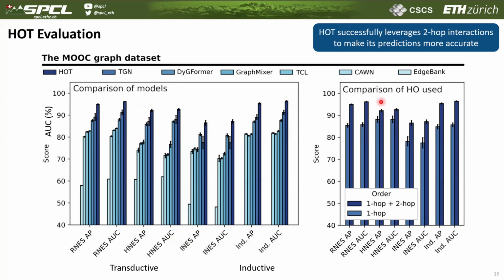To delve a bit deeper into these numbers, we also analyze specifically the difference in performance between harnessing only one hop and one hop plus two hop neighbors and corresponding higher order structures. And we can see that using higher order here really does help.